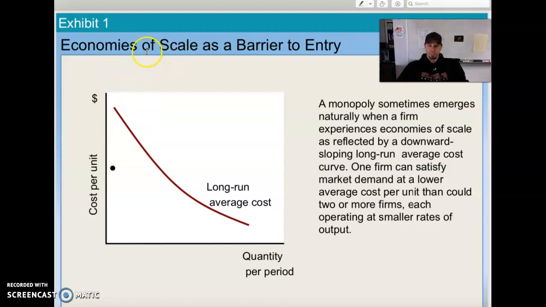So the important pieces to think about here: as output increases, as we produce more of a good or service, we move along this line, and average costs are falling. As average costs start to rise again eventually, we call that diseconomies of scale. But that is important to understand.